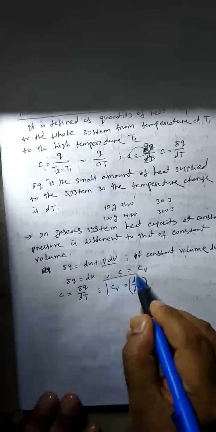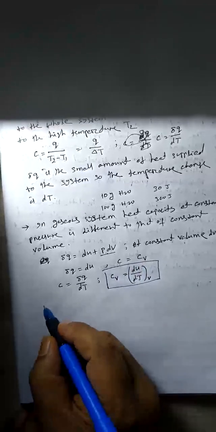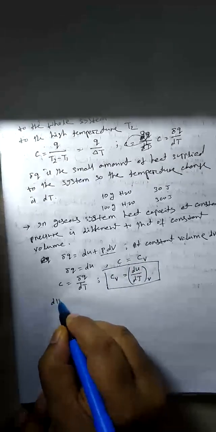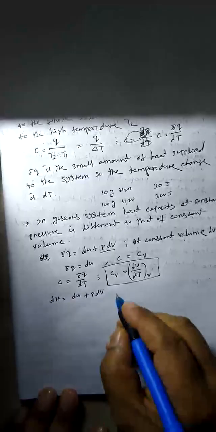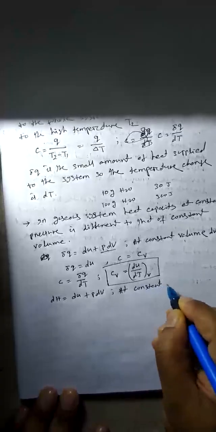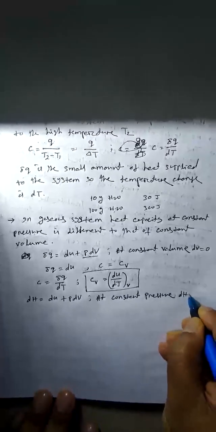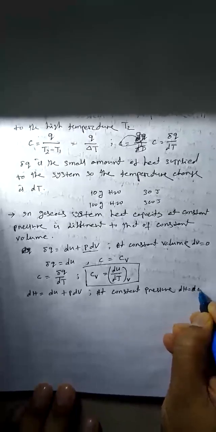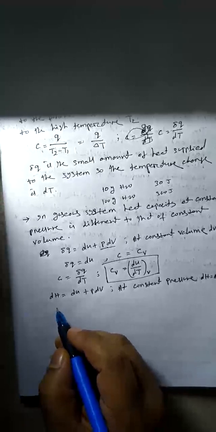This is the heat capacity at constant volume in case of gaseous system. Similarly, we know that the enthalpy formula is dH = dU + PdV. At constant pressure, dH is equal to del q at constant pressure. So what happens at constant pressure, dH is equal to del q.